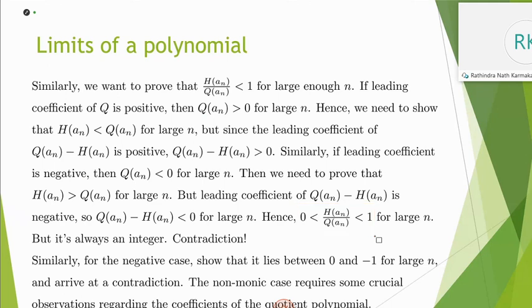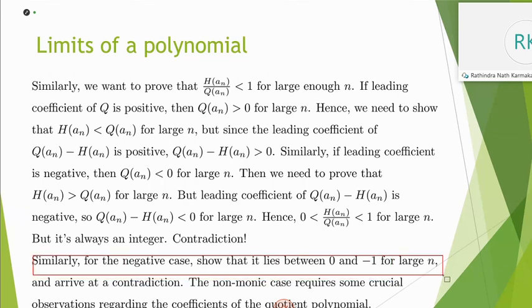So similarly, for the negative case, we will get that h of n by q of n always lies between 0 and -1 for large n. And that again will give us a contradiction in the same way. So basically, for both the positive case and the negative case, we have proved the statement.